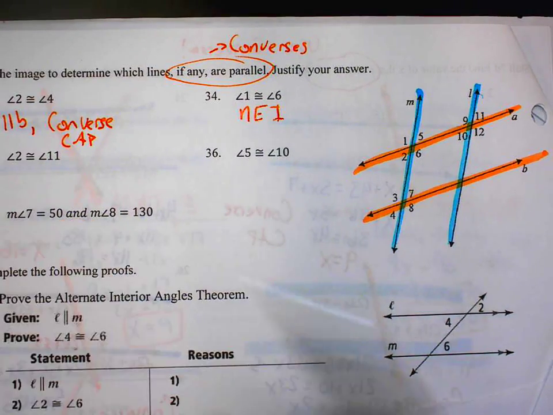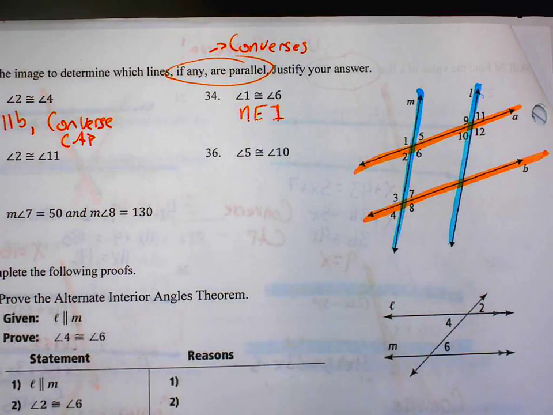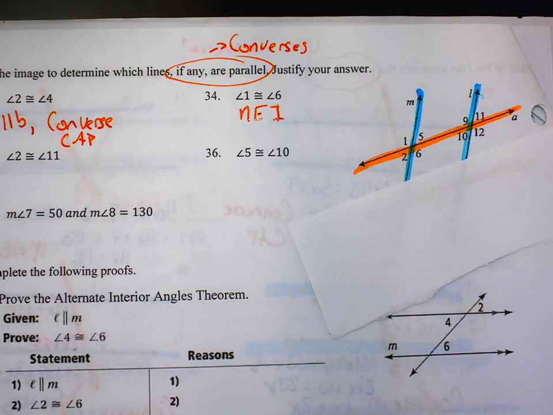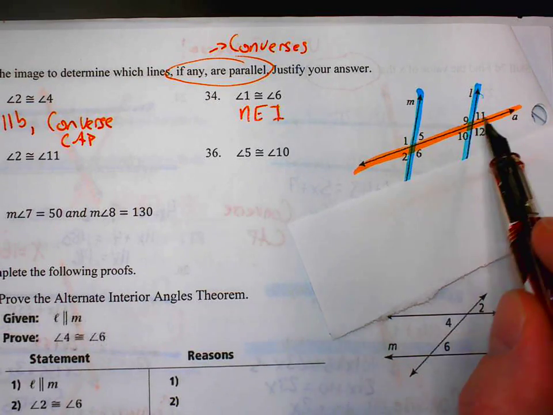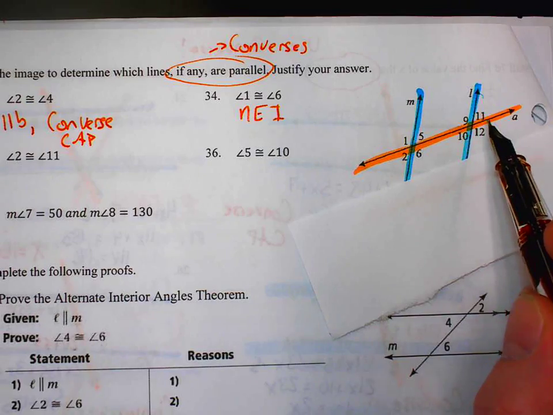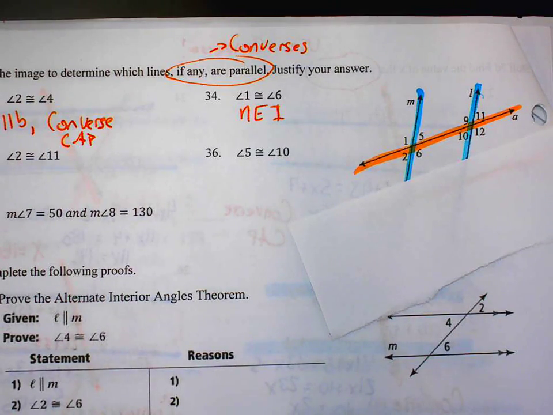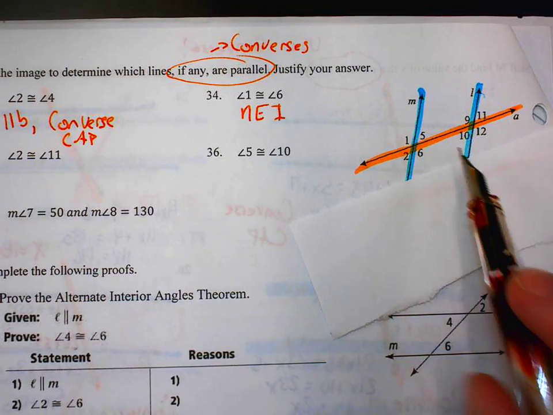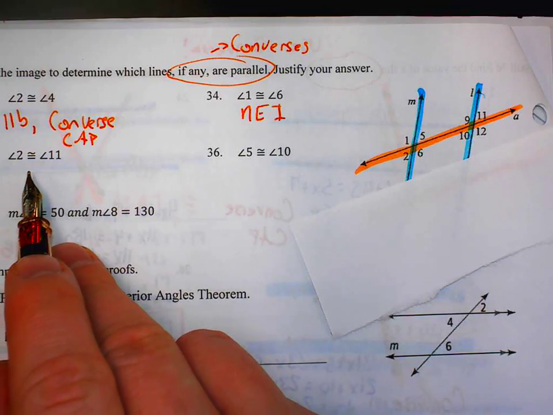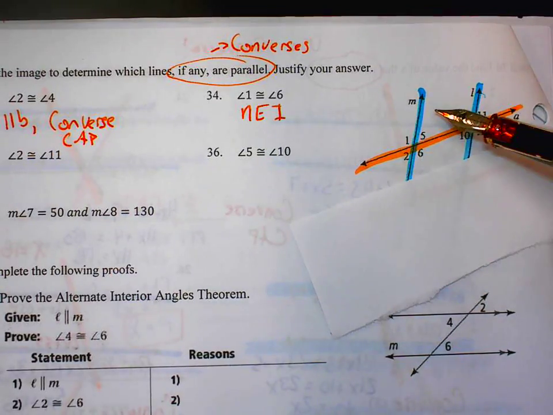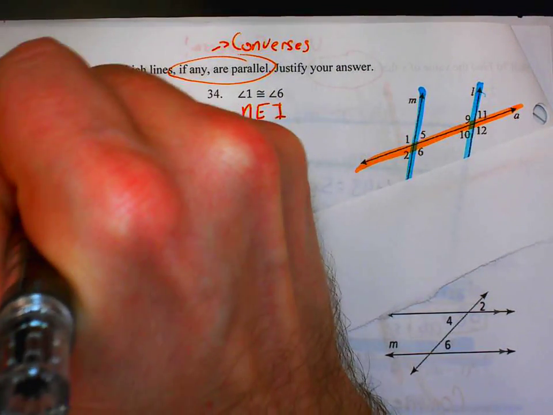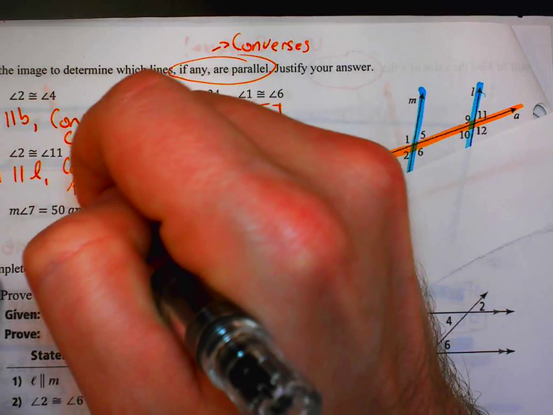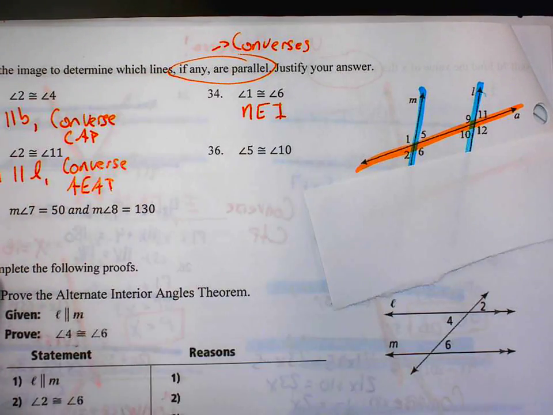2 is congruent to 11. 2 and 11 share line A. These are outside of the parallel lines and on opposite sides of the transversal, so these are alternate exterior angles. The relationship between alternate exterior should be congruent. And this is telling me that they are. Because they met the relationship that they were supposed to, that means that the two parallels actually are parallel, M and L. So I'm going to say M parallel to L, and my justification, converse alternate exterior angle theorem.